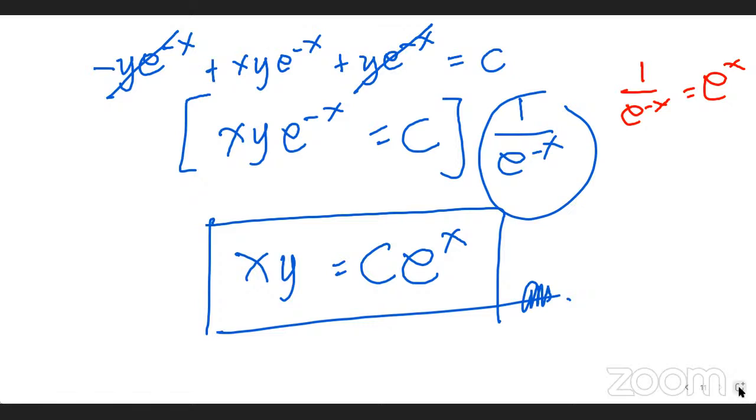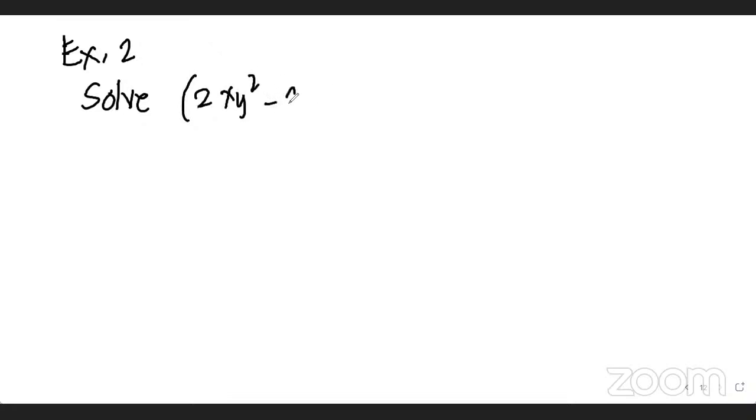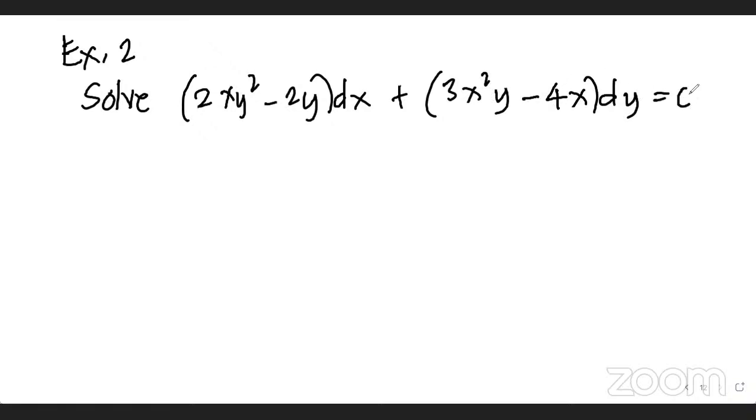So itong next example natin, so kayo naman yun ang magtatapos ng pagsosolve nito. Umpisahan lang natin. Let me write first the given. Example number 2. Solve. The given is 2xy squared minus 2y times dx plus 3x squared y minus 4x dy equal to 0.